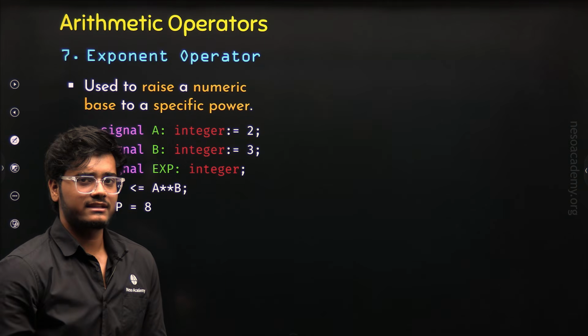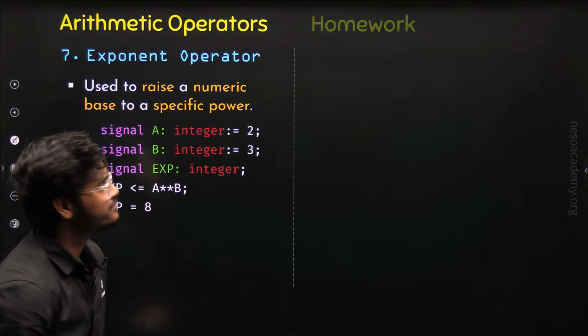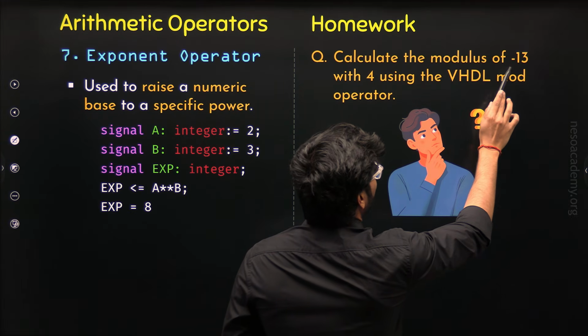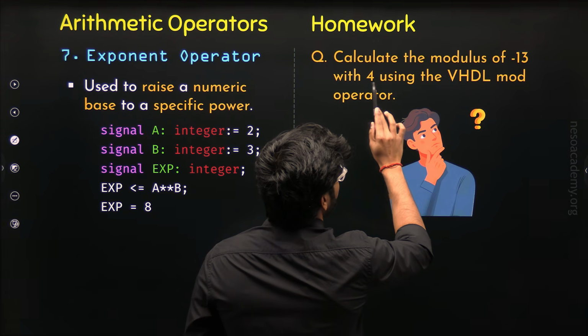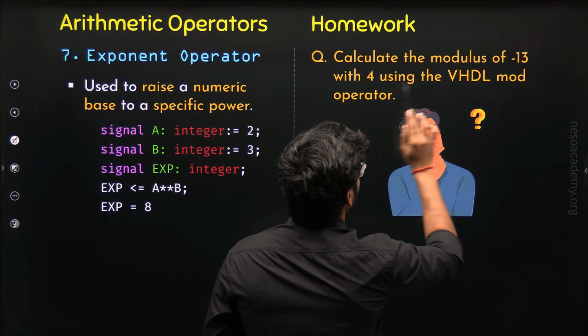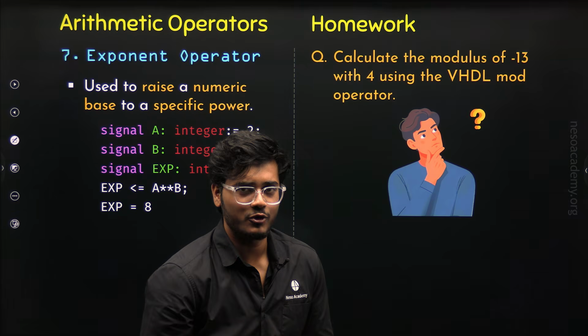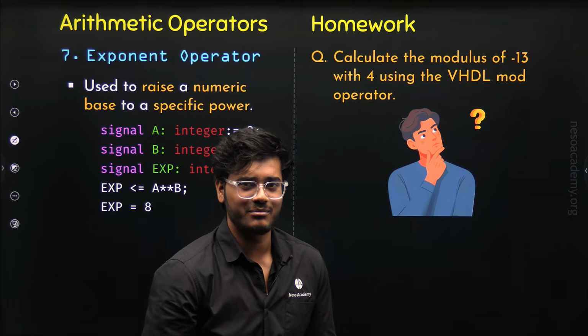Now, before I end this lecture, I have a homework for you. Question: calculate the modulus of -13 with 4 using the VHDL mod operator. Means calculate -13 mod 4 and post your answer in the comments.